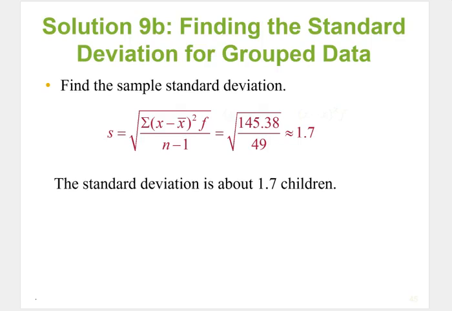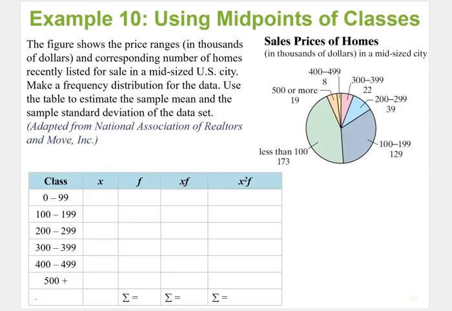Sometimes if you are given pie graphs, you will definitely need to use a distribution as well, and you will have to use the midpoints because these classes for the sale prices of homes are set up from 0 to 99, 100 to 199, 200 to 299. So you would have to find the midpoint for each before you could even get started.